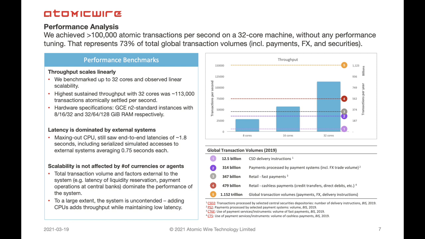Although we had limited time during the hackathon, we were able to demonstrate that a stream processing solution can be scaled up to support global transaction volumes, including FX and payments. This could enable cross-product netting at a scale that is not possible today. As shown in the performance chart, the throughput of our solution scales linearly while maintaining low end-to-end latency.